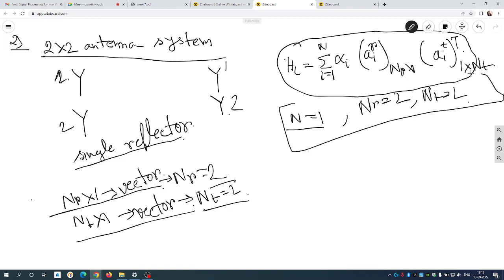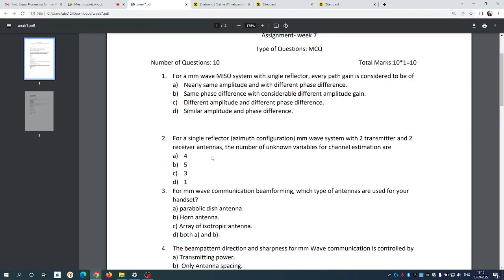So the total number of unknowns is 5, that I have to estimate. And so the right option for the second question is option B.